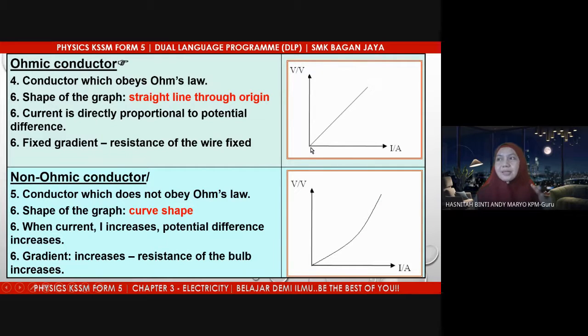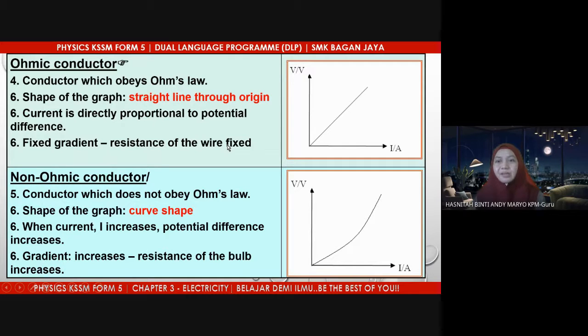Since it is a straight line, when you calculate the gradient at any point, it will give you a uniform value, a fixed gradient, showing that the resistance of the wire is fixed.